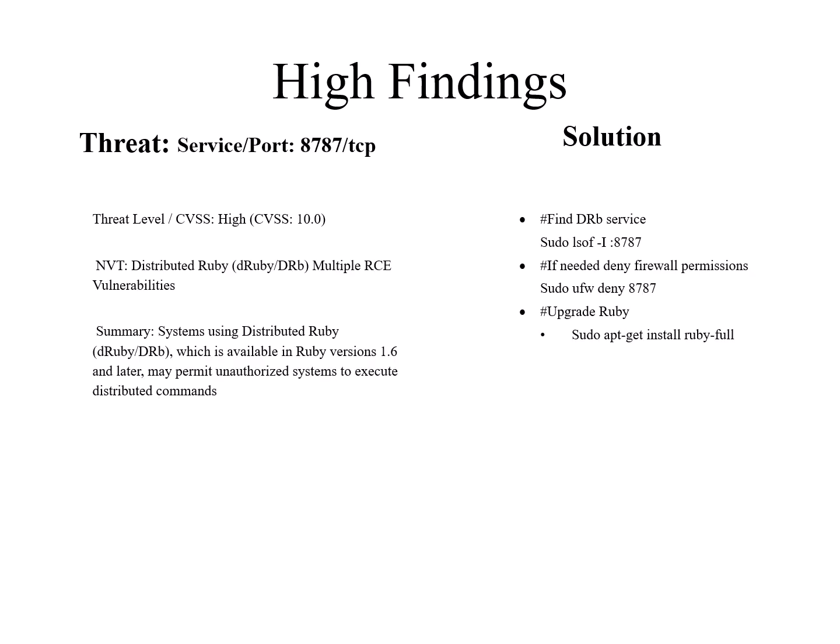The next threat is TCP port 8787, with a CVSS threat score of high, and it is that Distributed Ruby has multiple RCE vulnerabilities. So systems using Distributed Ruby, which was available in Ruby versions 1.6 and later, may allow unauthorized systems to execute distributed commands. So what we want to do is find our Ruby service. We want to deny firewall permissions, and we want to upgrade to a version of Ruby that is more secure.